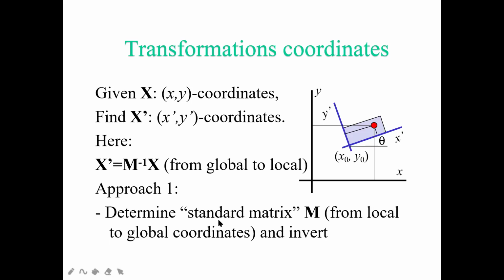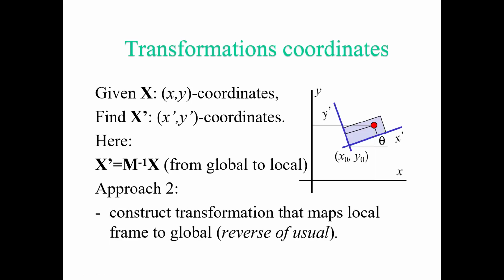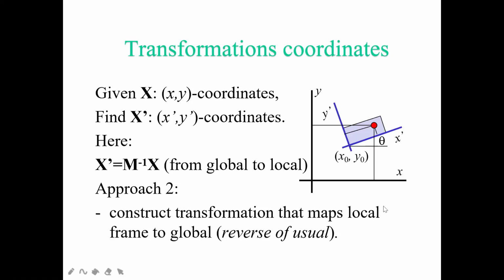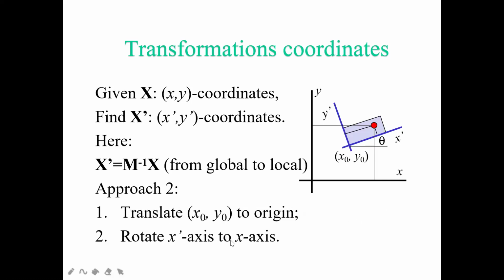There are some approaches. The first approach is that you have to determine the standard matrix, which is known as your M, from local to global coordinates, and then you invert it. Another one is also there: first you construct your transformation, then you map the local frame to the global frame, and as usual, the reverse. So in your approach 2, what has been given here? The local frame to global frame, and then reverse.